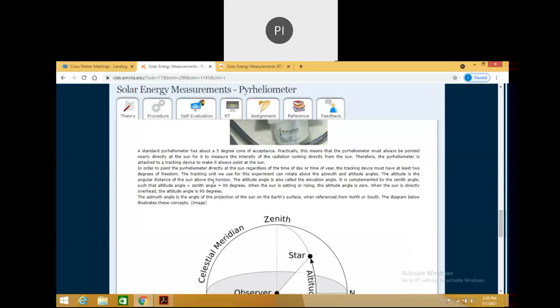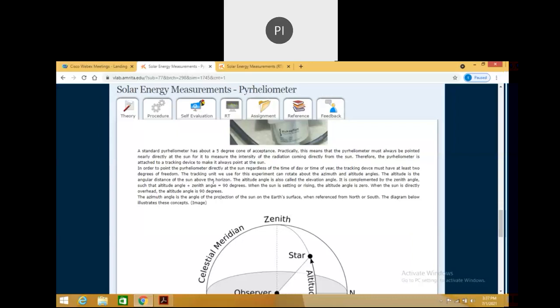Azimuth and altitude angle. The altitude is the angular distance of the sun above the horizon. The altitude angle is also called the elevation angle. It is complemented by the zenith angle, such that altitude angle plus zenith angle is equal to 90 degrees.